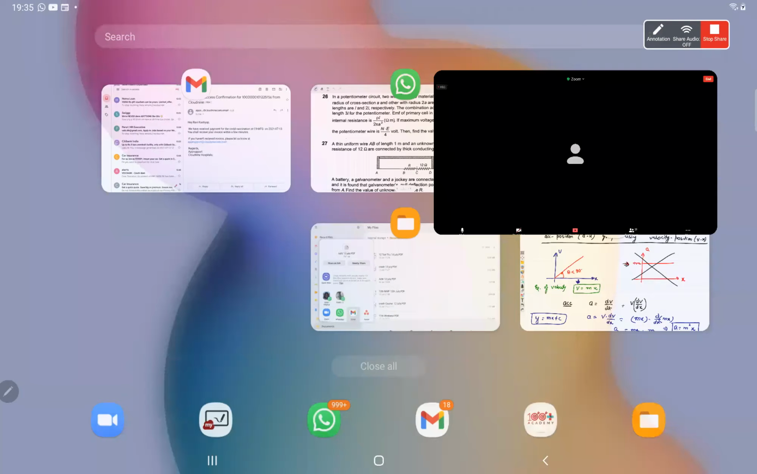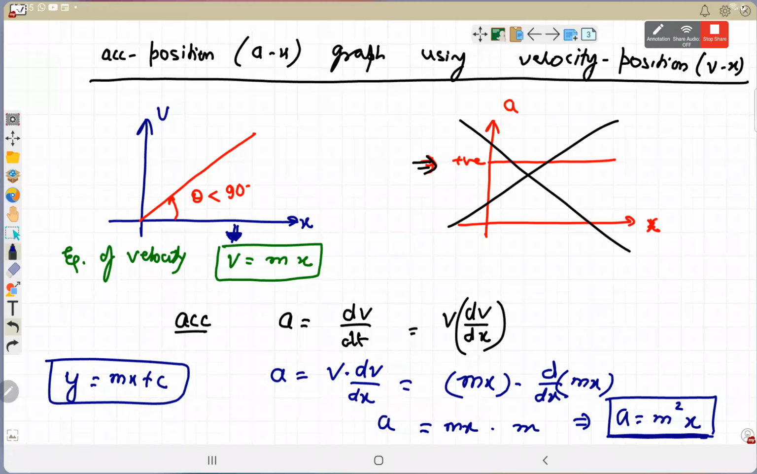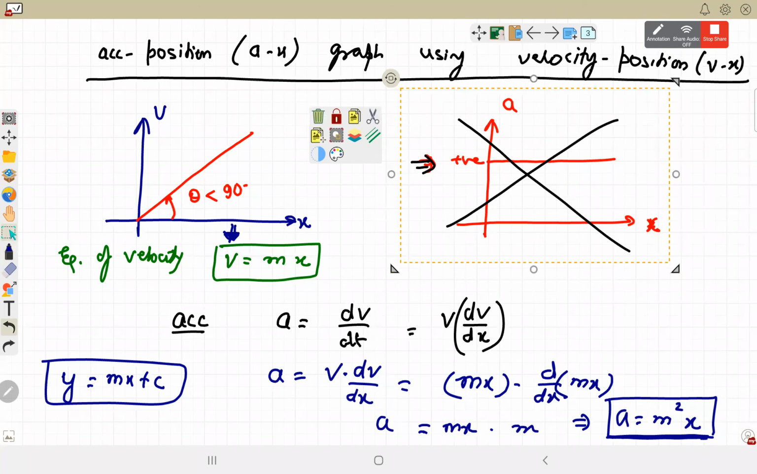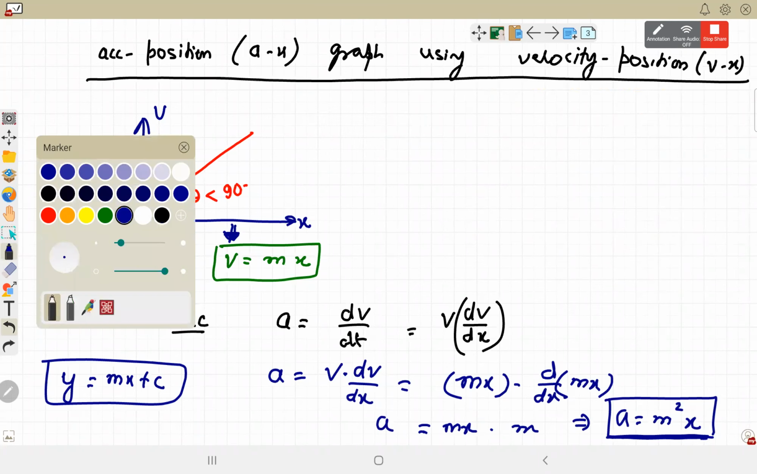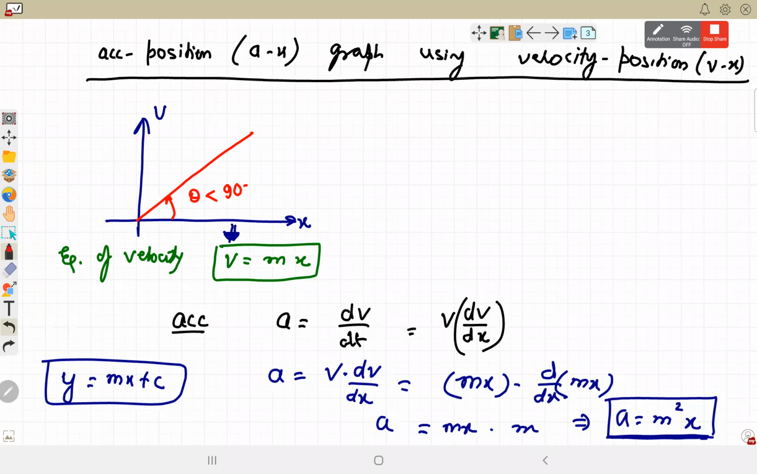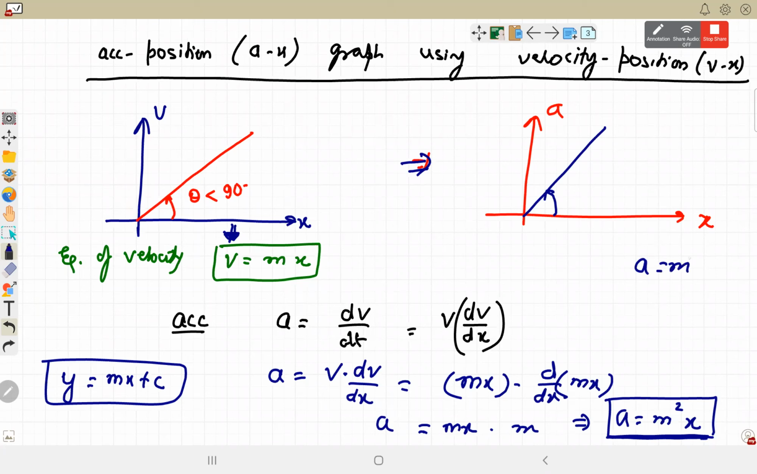Since a is directly proportional to x, and again there is no c, c represents the intercept on the y-axis. So when we convert it into the a-x graph, it will again be a straight line. That means nothing changed. What will change is only the slope, maybe a little bit more, a little bit less. The v versus x graph was a straight line passing through the origin. When you convert it into the a-x graph, it is again a straight line graph. A is equal to m square times x. The only difference is that this theta will be slightly different. Tan theta 2 will be the square of tan theta 1.